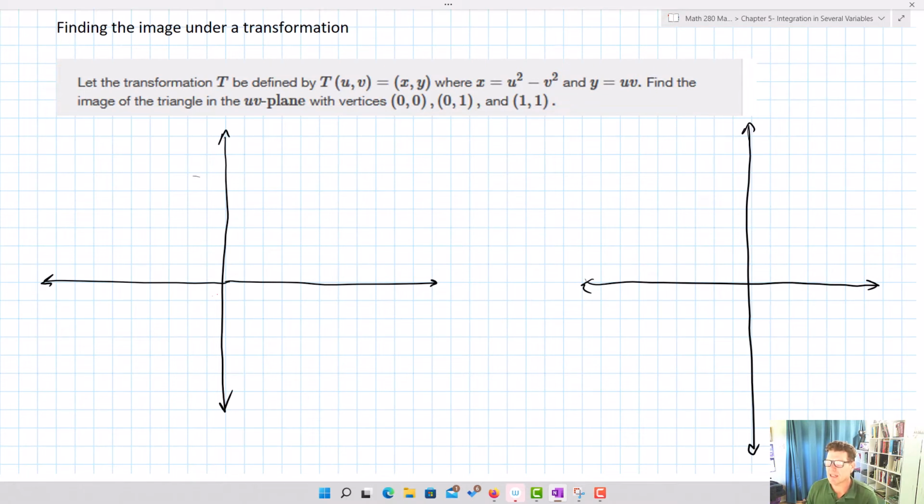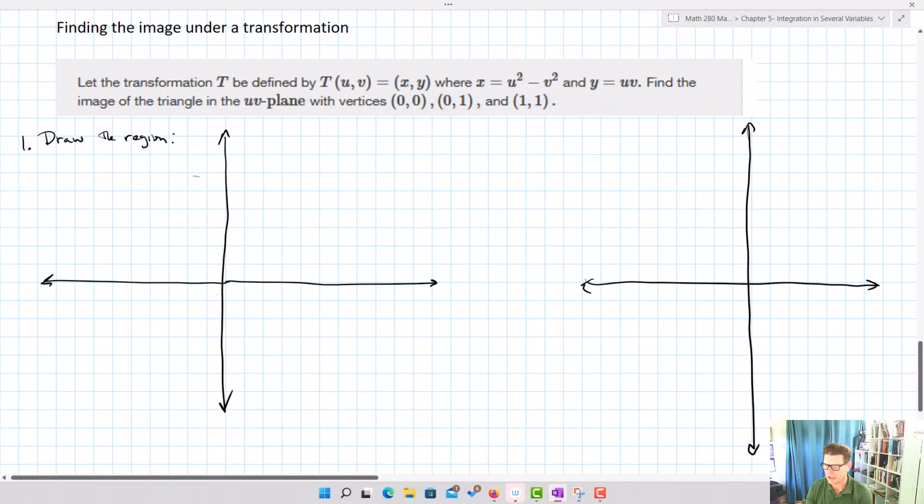What's going to end up happening is that we're going to get different regions under these transformations. Remember that we want these transformations to be one-to-one. We want them to have first-order continuous partials, which this one does. But we also want to focus on how we visualize what's happening. So let's start out by drawing the region, okay? Let's imagine that we have this transformation. The first thing we want to do here is draw the region. We're going to let a transformation T be defined as T of (u, v) equals (x, y), where x equals u squared minus v squared, and y equals uv.